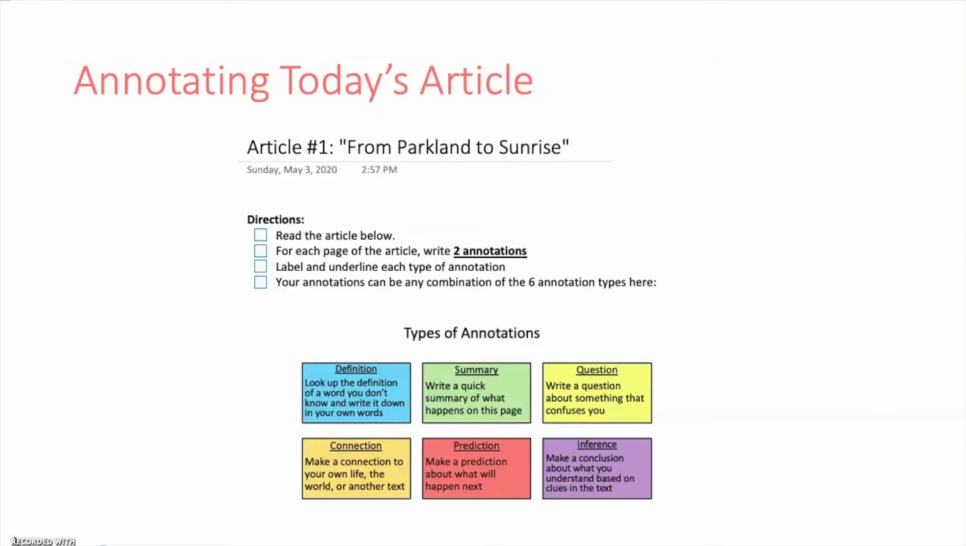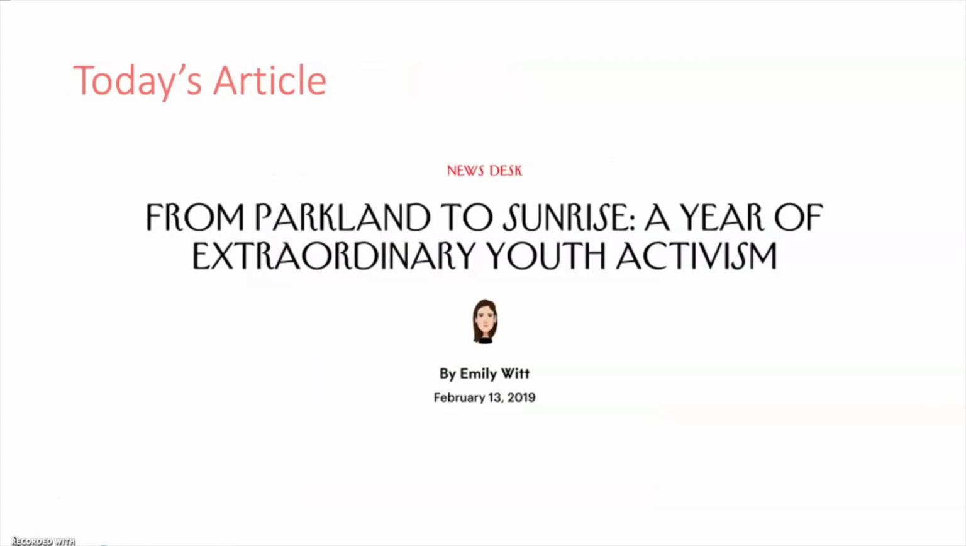So this week we're going to read an article called From Parkland to Sunrise. I'm going to ask you to continue practicing annotating the text the way that we have all year. For each page of the article, I'm going to ask you to write 2 annotations. There are 4 pages, so that's a total of 8. And you can do any combination of the annotation types that we've been doing all year: definition, summary, question, connection, prediction, inference. The article today was published in the New Yorker.